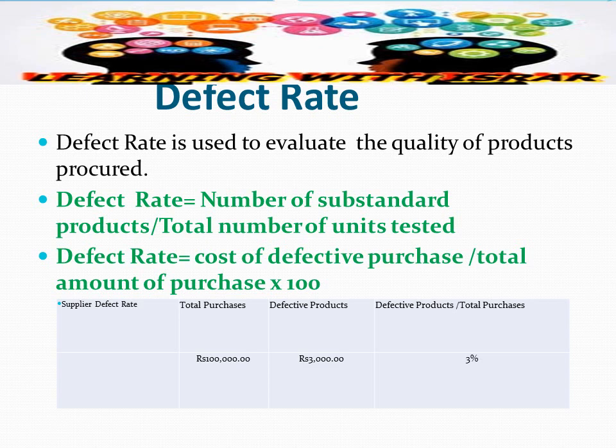Okay, the next one is defect rate. Defect rate is used to evaluate the quality of the product procured. Defect rate is basically equal to the number of substandard products divided by the total number of units tested. So it is our internal check: how many we are testing and what is the rate of defects in that. Defect rate is also the cost of defective purchases divided by the total amount of purchases, multiplied by 100. So for example, we place an order for $100,000 and $3,000 of goods are defective, so it's like 3%. So this will tell us the defect rate of a particular supplier.